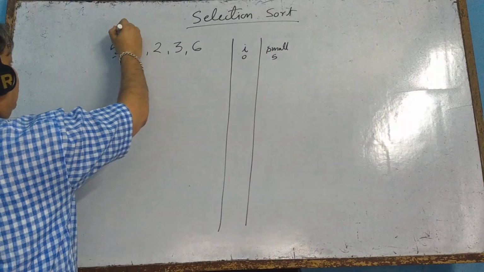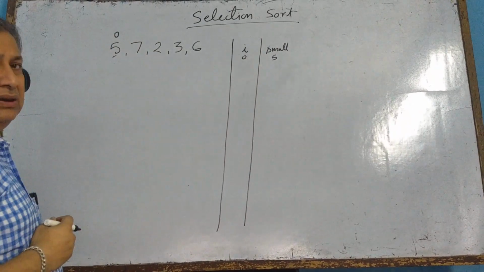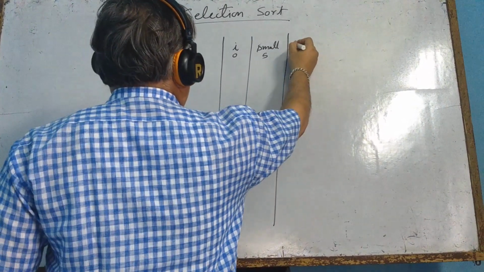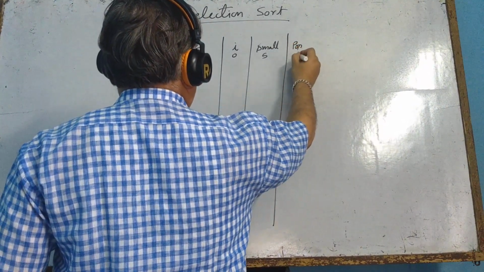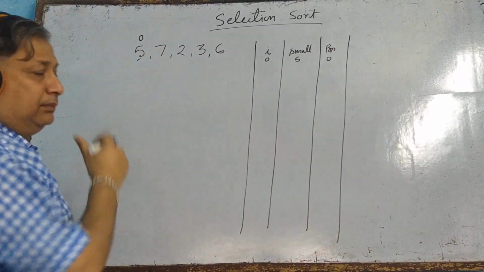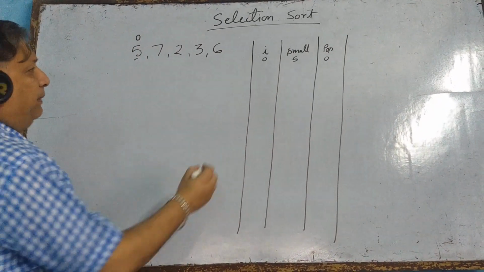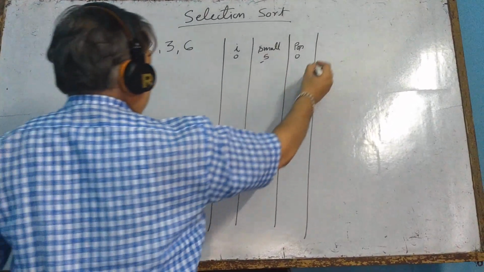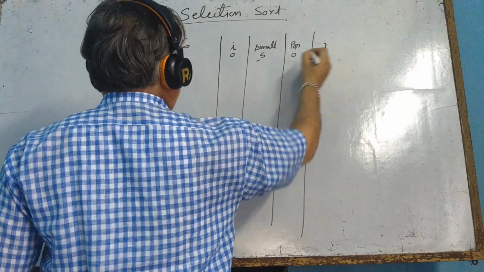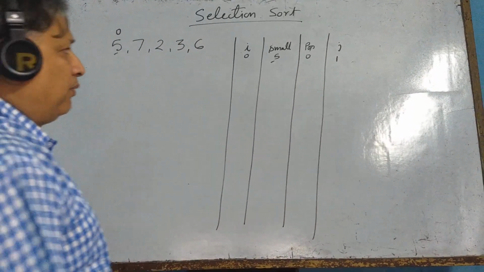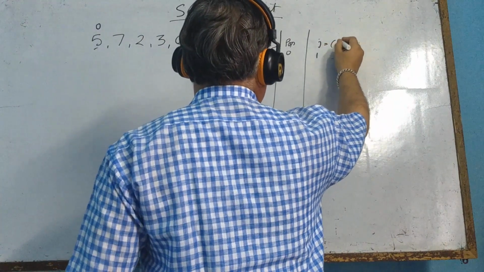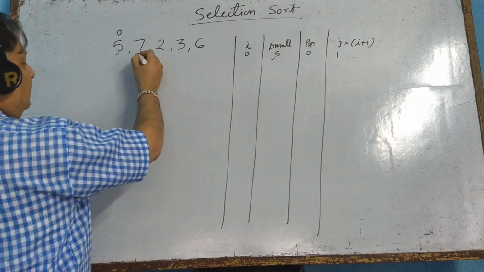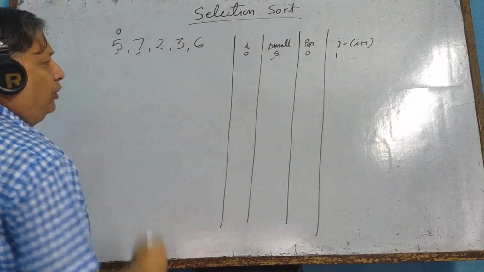So we have started with the index number 0 and we have considered this number as the smallest, and we will trap the index number of this in a variable. Then we will start comparing this number with the rest of the numbers. So we have taken another loop which is starting from I plus 1. So we will compare whether this number is less than 5 or not.